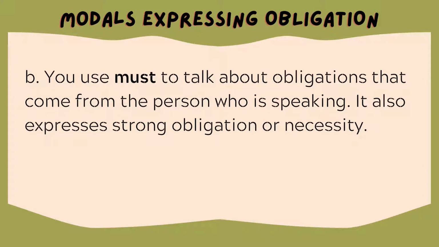B. You use must to talk about obligations that come from the person who is speaking. It also expresses a strong obligation or necessity. Do not get confused about its difference from the first one. Has, have to: the obligation doesn't come from the person who is speaking. Must: the obligation comes from the person who is speaking.